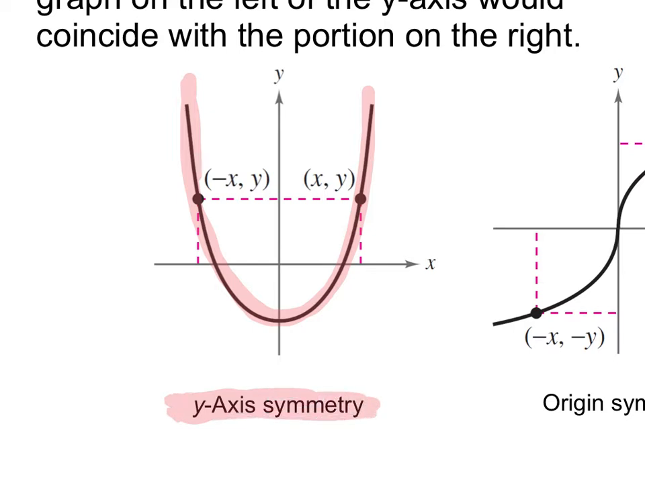And the reason for that is because we could fold our graph in half along the y-axis, and it's the same on the left side as it is on the right side. So the y-axis symmetry is when you have a mirrored effect on the left side and the right side. And that's one that we're really familiar with.